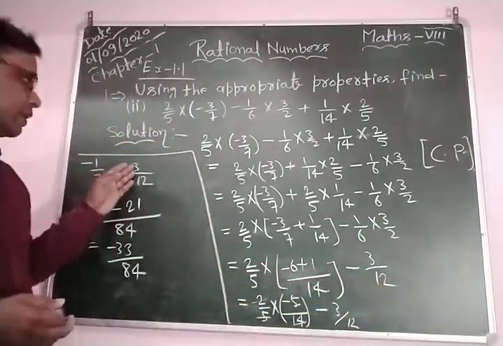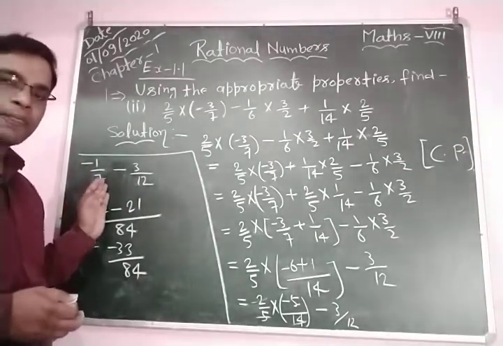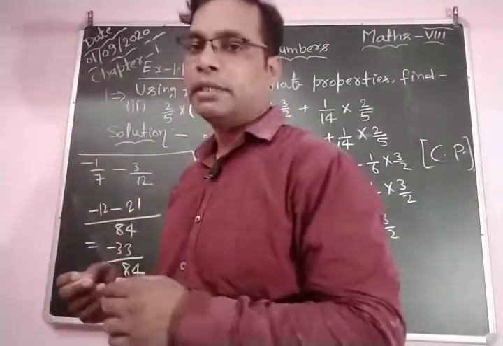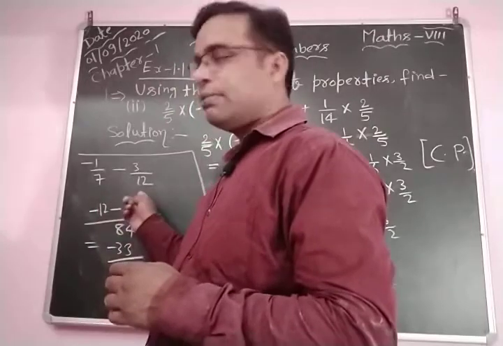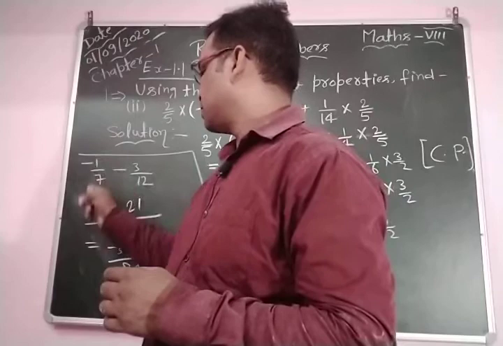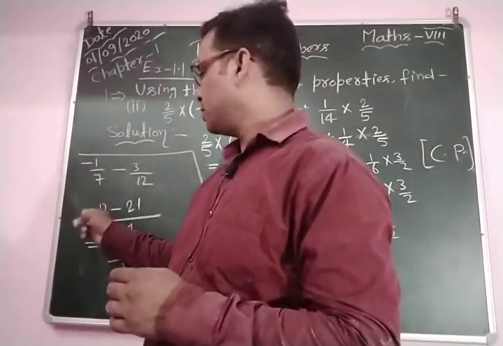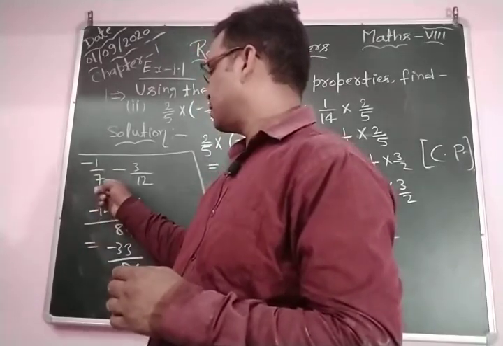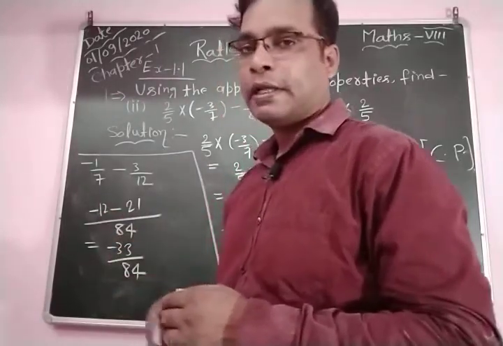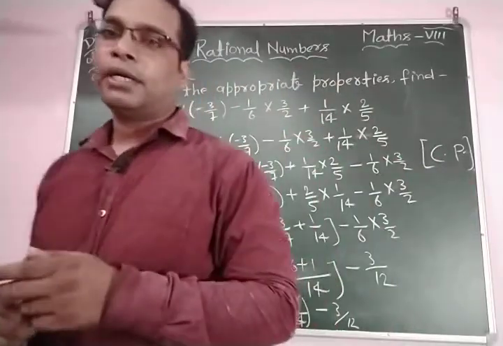So you write here minus 3 by 12 and minus 1 by 7. And you know very well 7 is a prime number. Then the LCM of 7 and 12 is their multiplication. So 7 times 12 is 84. Here, 12 into 1 minus 1 is equal to minus 12, and 7 into minus 3 is equal to minus 21. If you add them, you obtain minus 33 by 84. This is the solution of the second part of question number 1.